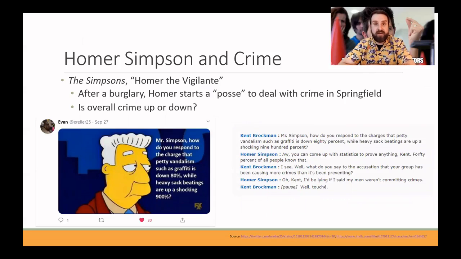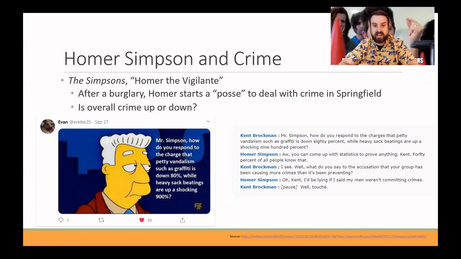Here's another example from The Simpsons, the episode Homer the Vigilante. So after a burglary, after his daughter Lisa's saxophone was stolen, Homer starts a posse to deal with crime in Springfield. And we get this exchange between him and Kent Brockman, the news anchor.